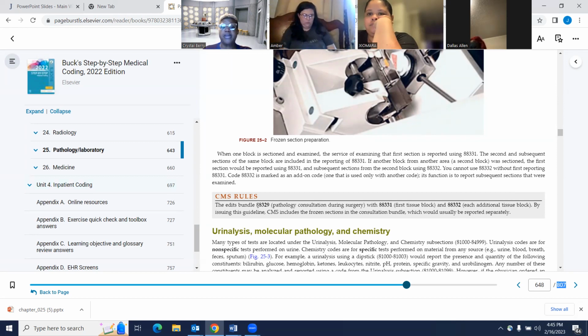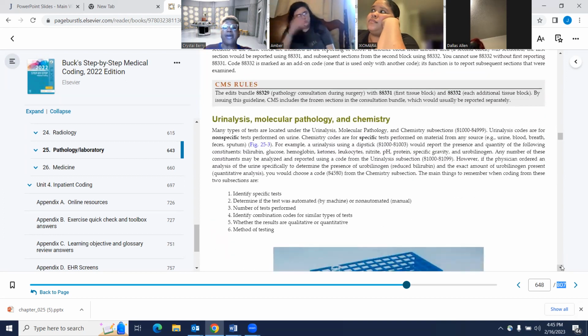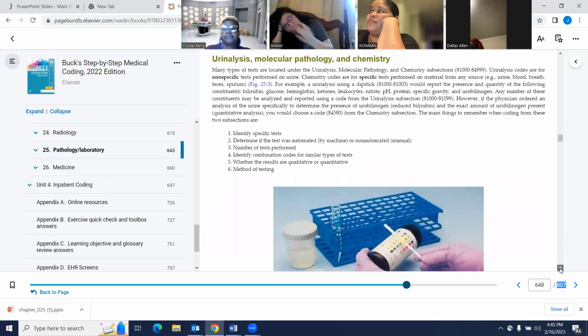Here are your CMS rules. The edits bundle 88329, pathology consultation during surgery, with 88331, first tissue block, and 88332, that's for each additional tissue block. By issuing this guideline, CMS includes the frozen sections in the consultation bundle, which would usually be reported separately. So we're going to stop right here. I'm going to go over this one part, then we're going to do the review for the exam.